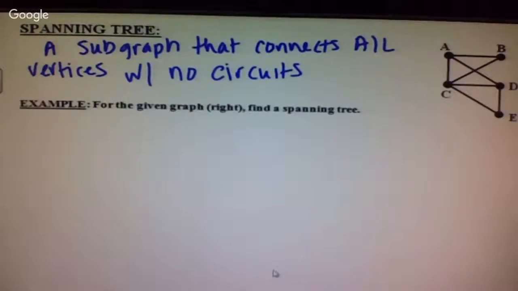Okay, so when they ask you to draw a spanning tree, my suggestion to you is first figure out how many vertices do I need to draw a spanning tree. A spanning tree says I have to use all vertices. So how many vertices do I need to use? 5. If I have 5 vertices, for this to be a tree, I need how many edges? 4 edges. So, draw me all 5 dots.